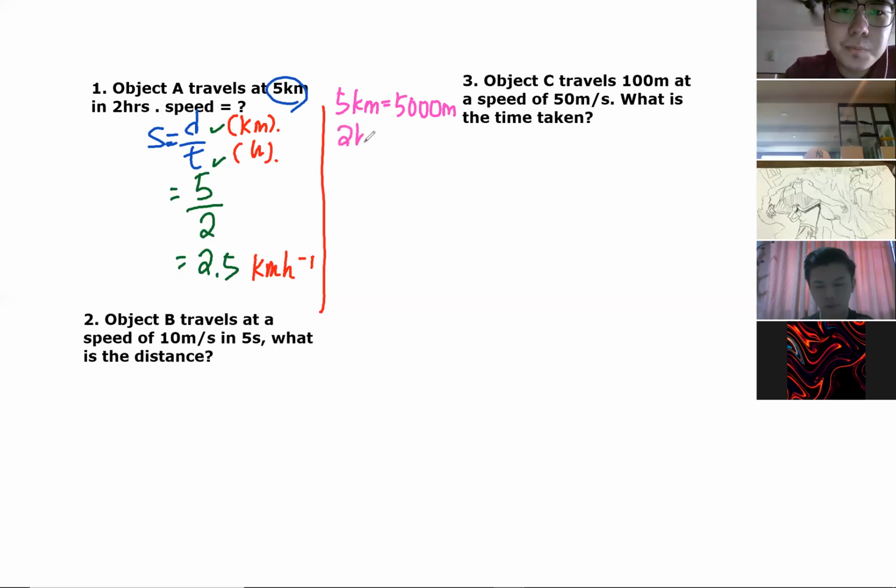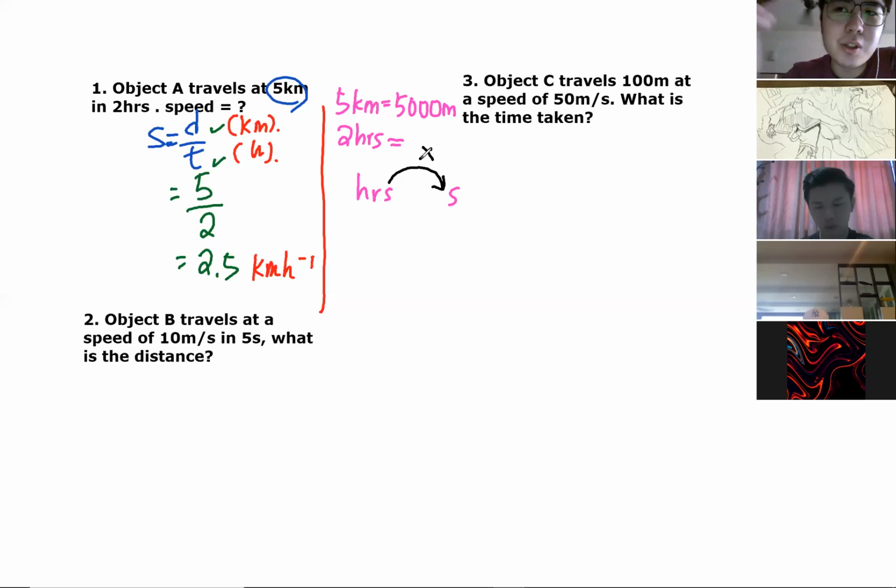Now 2 hours equals how many seconds? You want to change to second. In 1 hour you have 60 minutes, and in 1 minute you have 60 seconds. So how do you change that? Let me write this properly. When you want to change hours to seconds, you multiply, because you are changing from the bigger to the smaller unit. Big to small is multiply.